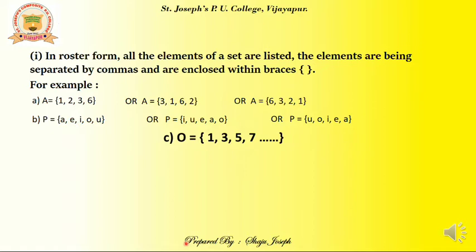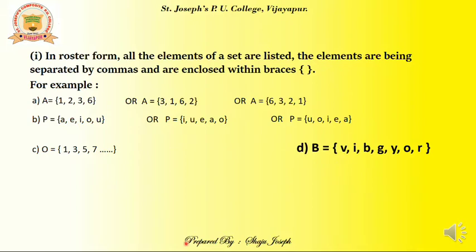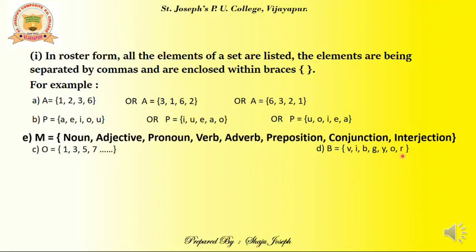Few more examples of how to write a set in roster form. Here, set O is written as 1, 3, 5, 7. We can read it as set O contains 1, 3, 5, 7. Set B contains V, I, B, G, Y, O, R. These are the colors of the rainbow which we have already discussed in some previous examples. So B is equal to V, I, B, G, Y, O, R, or B contains V, I, B, G, Y, O, R.